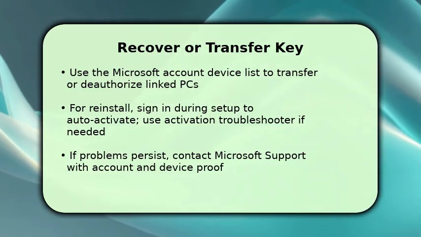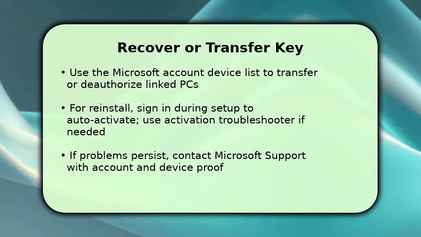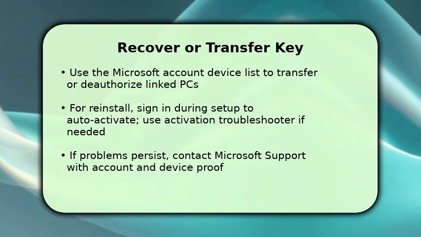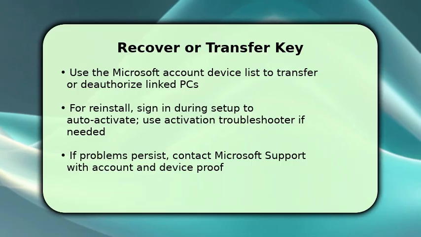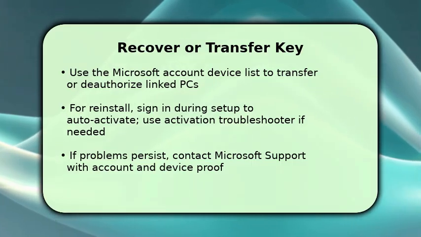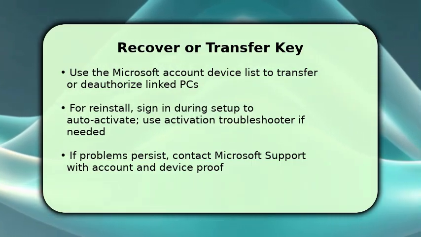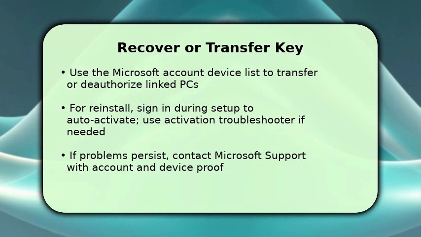If you need an actual key and have a retail purchase, locate the email receipt. Troubleshooting tip. If activation still fails, contact Microsoft support with account, device name, and proof of purchase to resolve licensing conflicts.